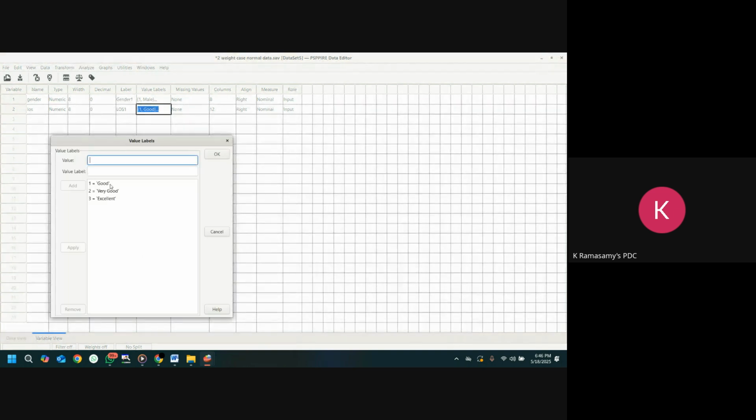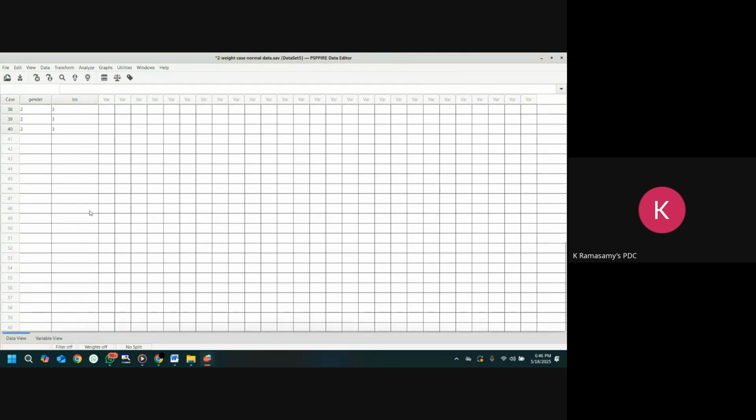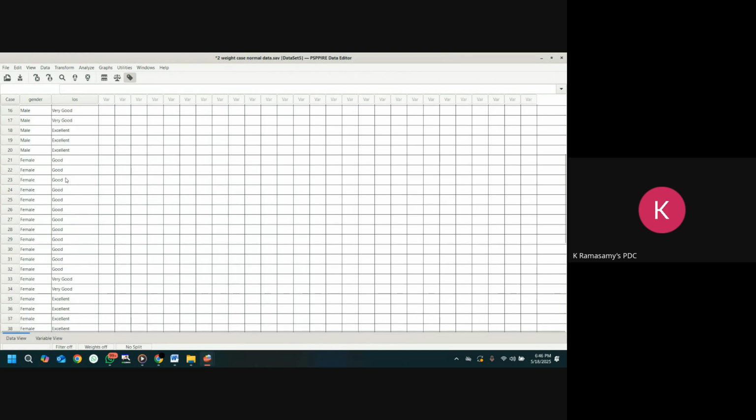Click on Open. The data looks like I got two variables. One is gender, which is termed as male and female. I got level of satisfaction that is termed as good, very good, excellent. Fine. This is the data. What about the data view? I have collected data from around 40 students. I click on show value labels. You can see here males: 5 males say it is good. 12 males say it is very good. And 3 males say excellent. So this is the data.